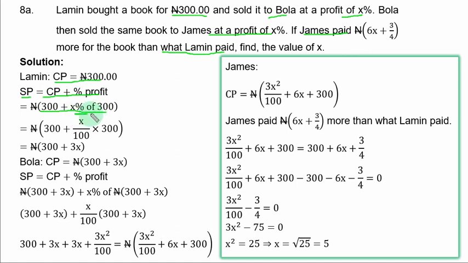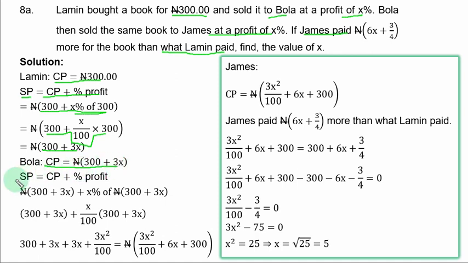If you simplify this part, you have 300 plus S over 100 times 300. That simplifies to 300 plus 3s naira as the selling price. The selling price for Lami becomes the cost price for Bola, which is this. Now Bola also made a profit of S% on the cost price.